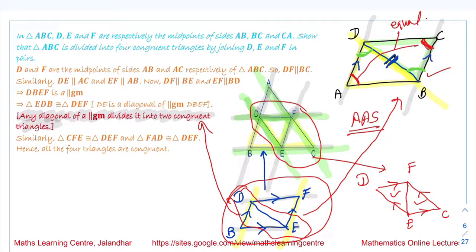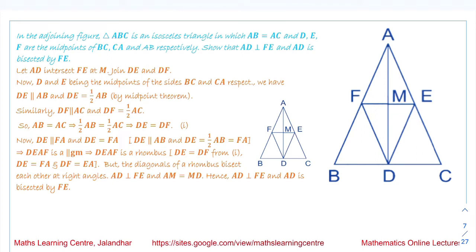In this question, it is given to us that ABC is an isosceles triangle. It means we are talking about two sides being equal. It is given that AB and AC, these two sides, are equal to each other. Then next it is given that these points F, E and D are midpoints of the corresponding sides. We have to prove that this line AD is perpendicular to FE, and further that AD is the bisector of FE. That is, these two lines are equal.